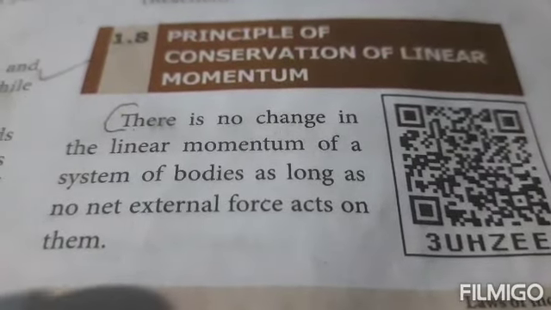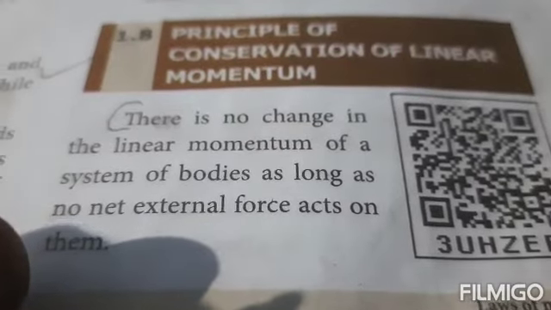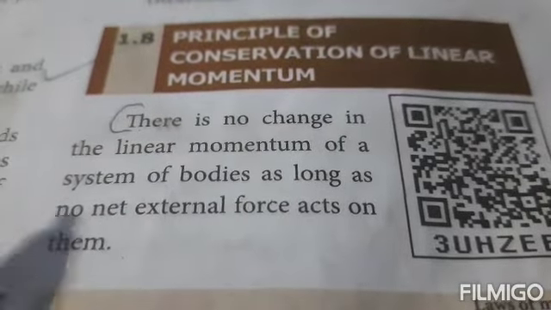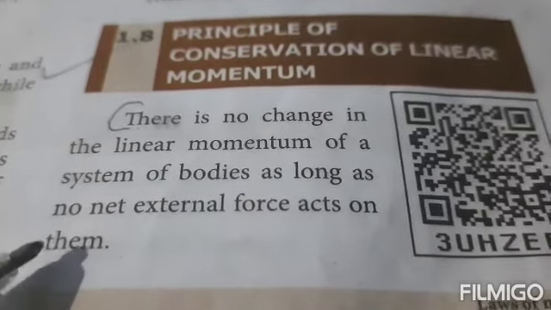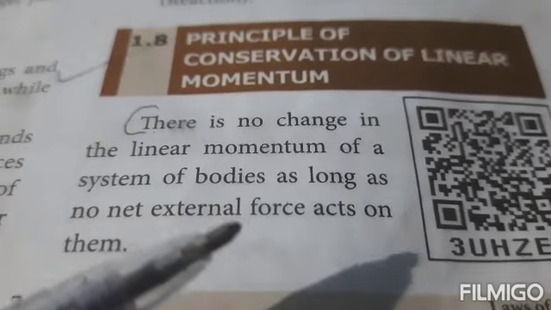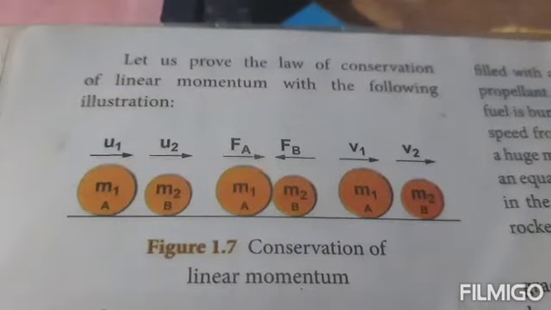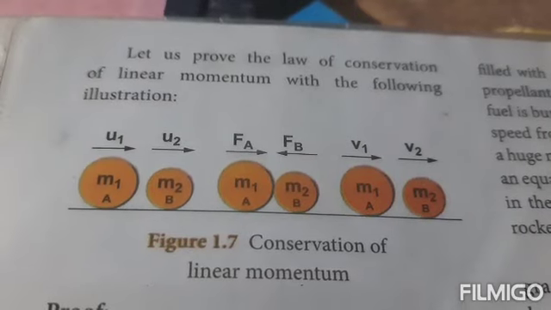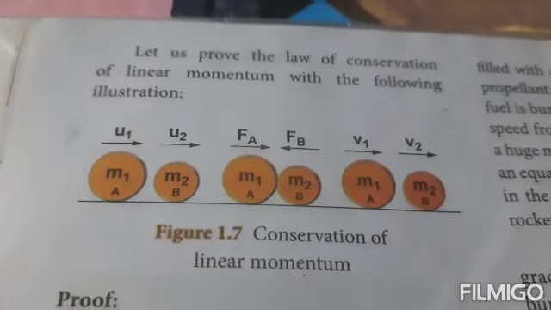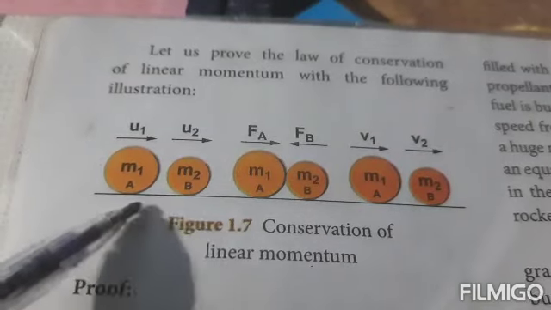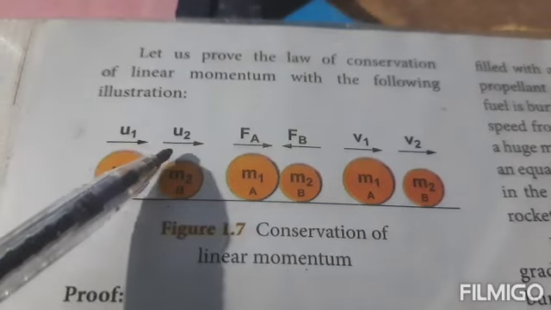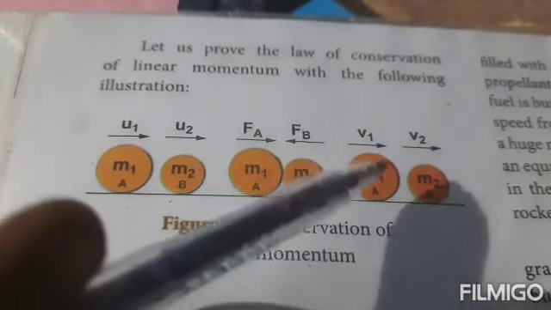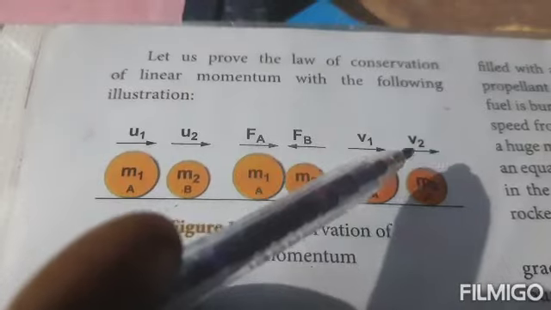Second question, state and prove law of conservation of linear momentum. First you have to write the definition. There is no change in the linear momentum of a system of bodies as long as no net external force acts on them. The next page, let us prove the law of conservation of linear momentum. Draw the diagram. Here the diagram is given, 2 objects A and B, m1 and m2, the initial velocities u1 and u2 moving in a straight line. Here collision takes place. After collision the velocities are v1 and v2. So you have to draw the diagram with the pencil.